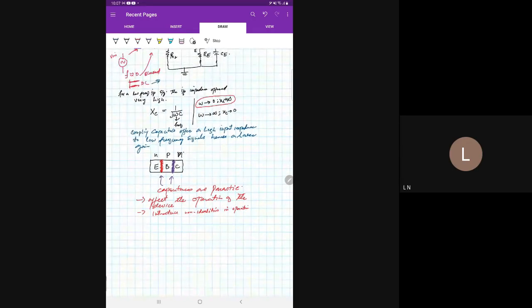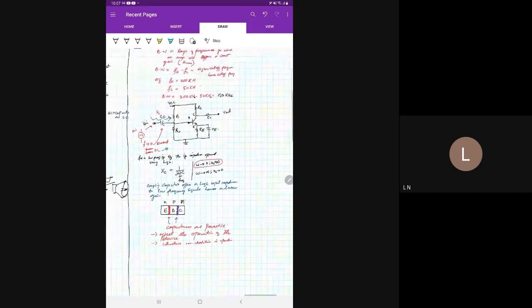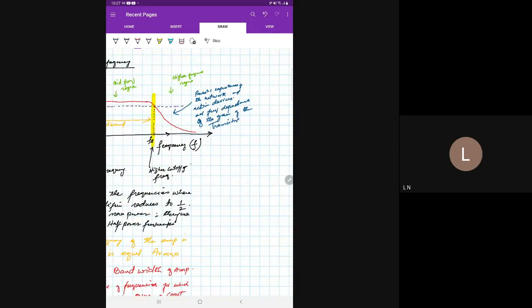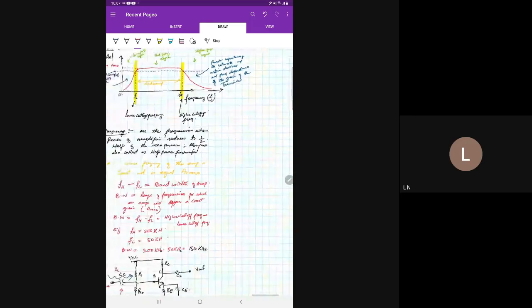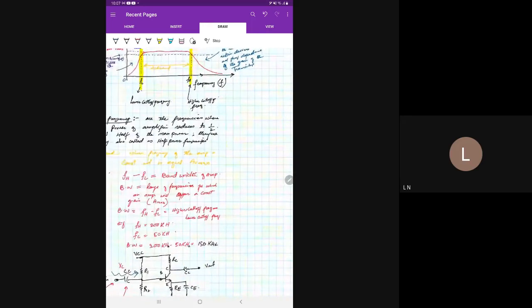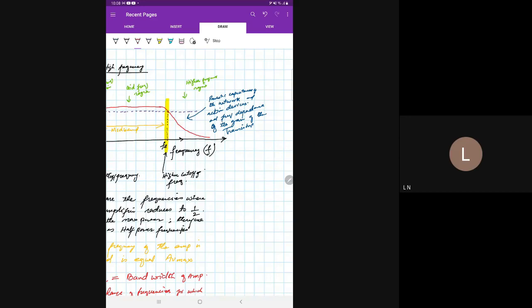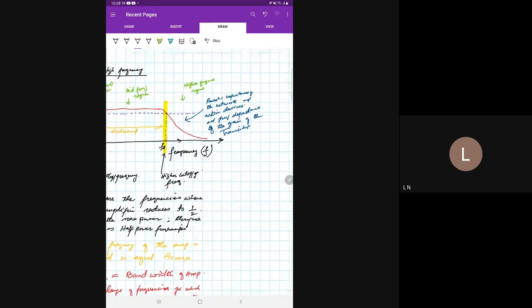So that's why I say that because of these parasitic capacitances, the gain in the higher frequency region also decreases. In general, the gain is affected in the lower frequency region or higher frequency region because of these capacitances, coupling capacitances or parasitic capacitances.